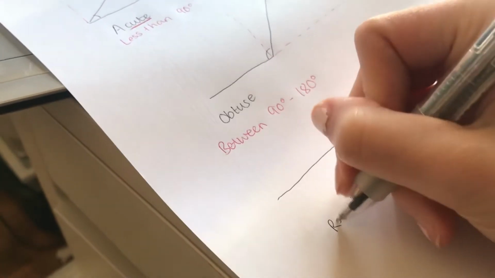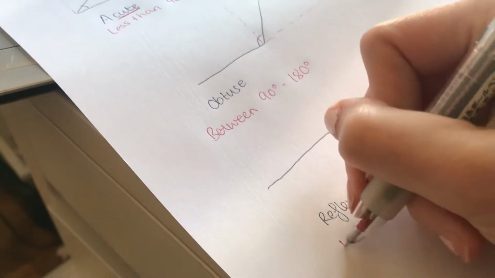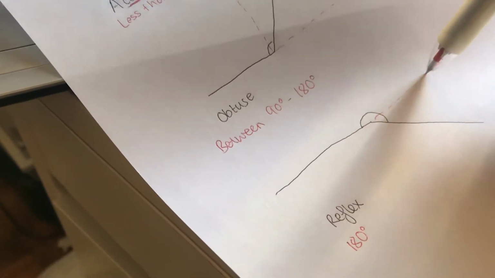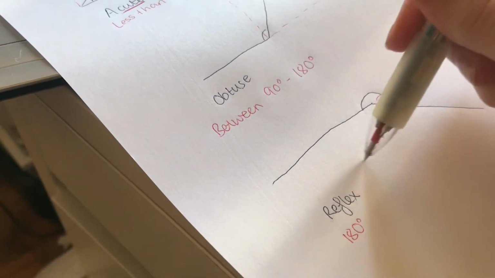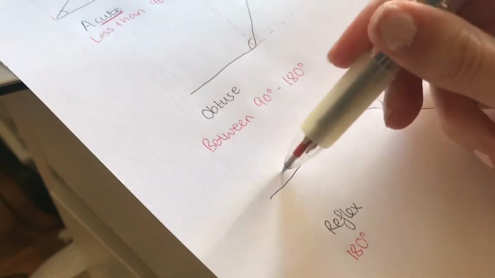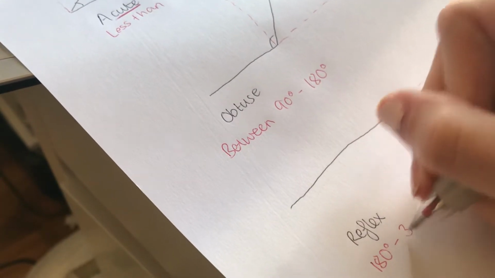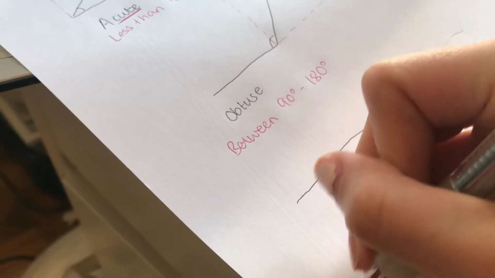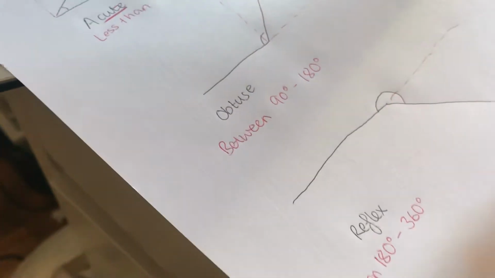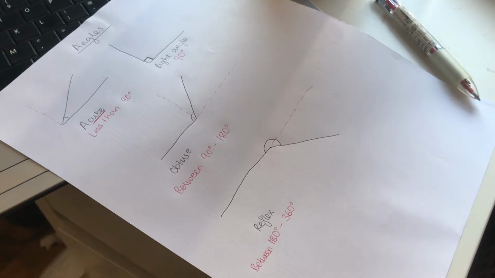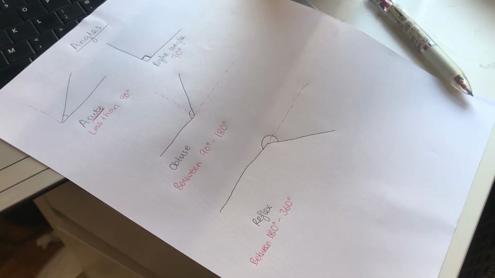So we've got a reflex angle, and that is anything between 180 degrees, so that's that straight line there, all the way around, right back to this original point where we started. So if we've gone all the way around a point, then it's 360 degrees. So it's between 180 to 360. So, we've got our 4 different angle types there. You might want to pause it again, maybe take a picture of that.